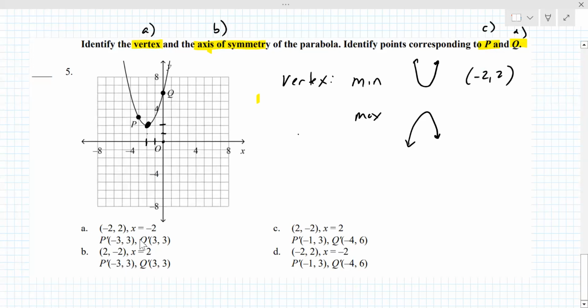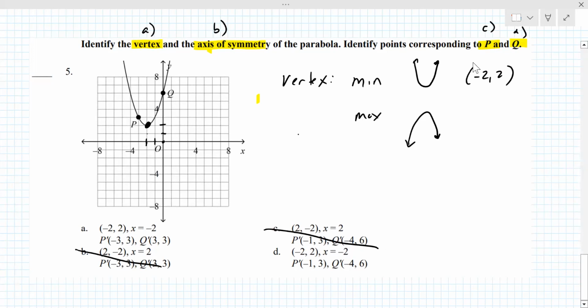Can we eliminate any of the answers here? Like, when you look at A, B, C, and D, are any of them out because of this? B and D. Well, B and C, sorry. Yes. Okay. So that's important to do.